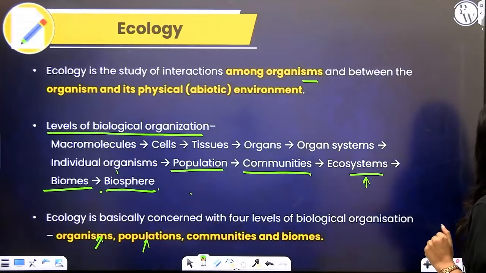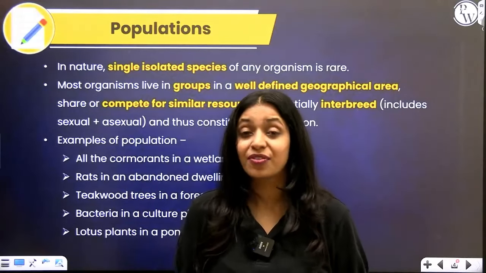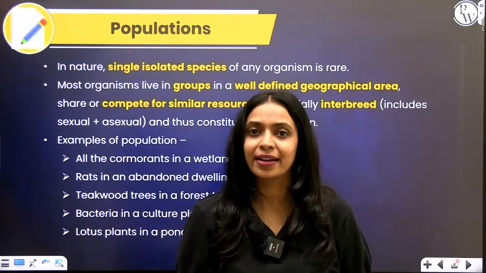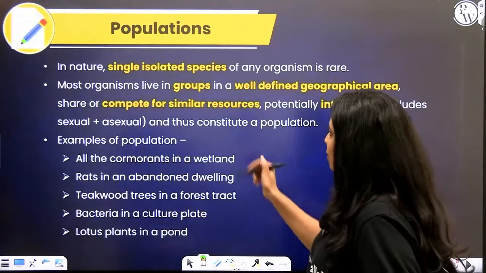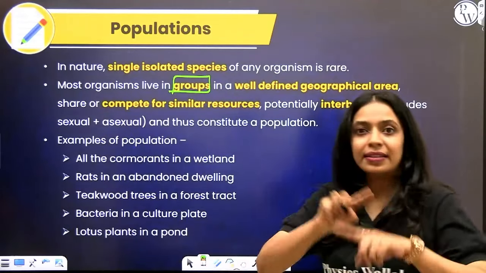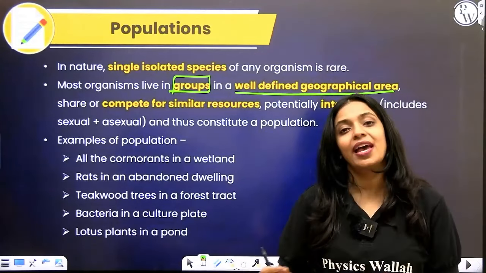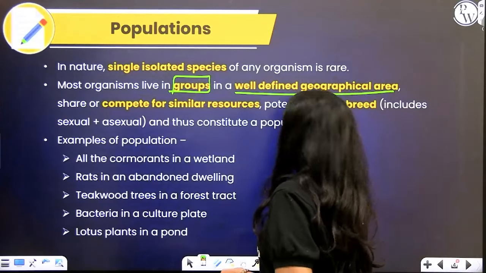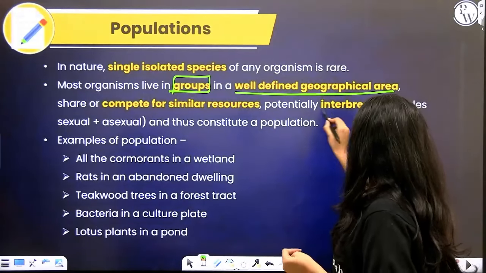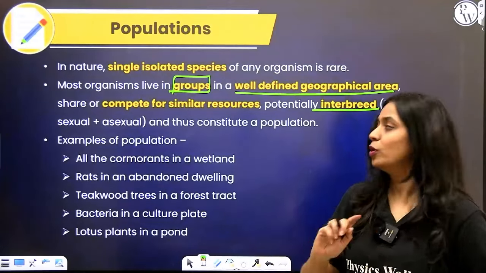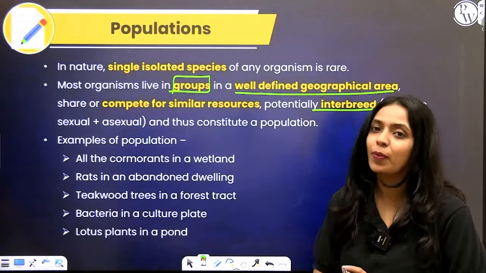All right, now let's move on and talk about what populations are. It's very clear. In nature, whenever you look at any organism, it's very rare that it's living its life isolated without interacting with other organisms of the same species. Generally, most organisms live in groups, in well-defined geographical areas. Within that area, they're sharing similar resources, such as food, mates, and space to live in, and they potentially interbreed. They are capable of interbreeding.